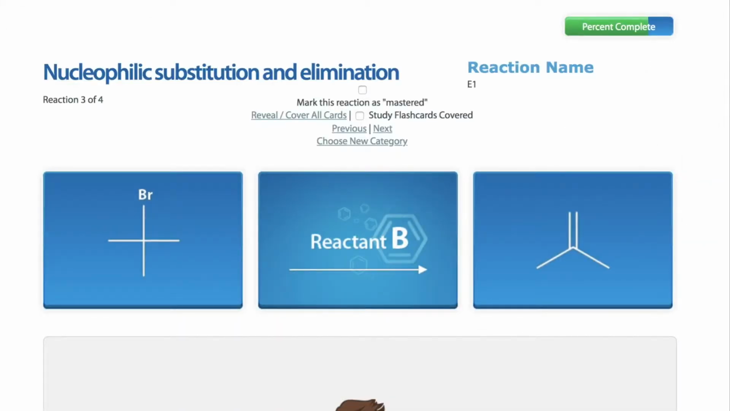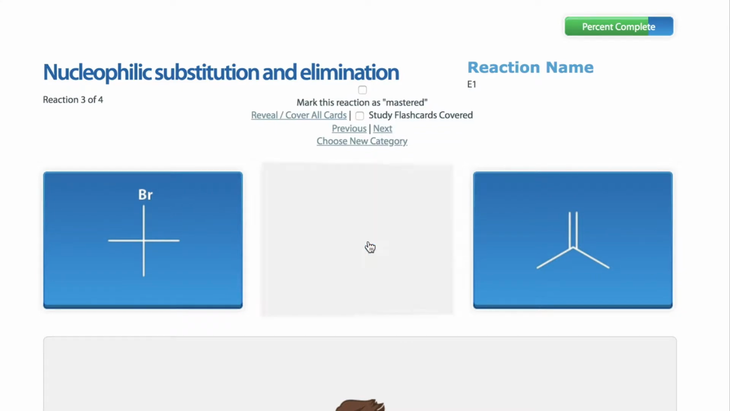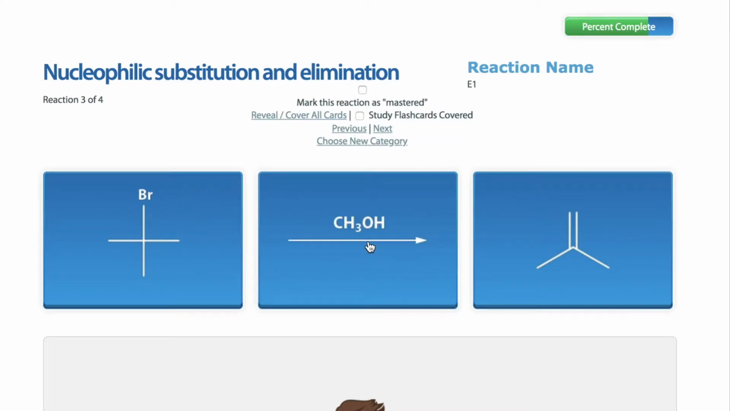Welcome to the StudyOrgo edition of the explanation of an E1 reaction mechanism. In this reaction, a haloalkane with a good leaving group, such as bromine, is reacted with a weak nucleophile and a weak base, such as methanol, to form an alkene product.